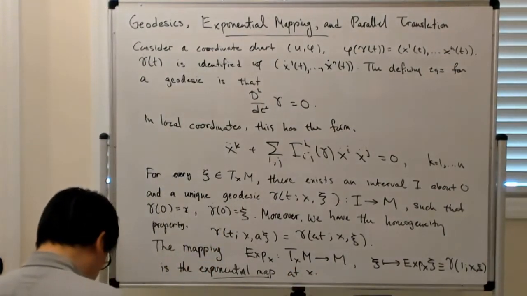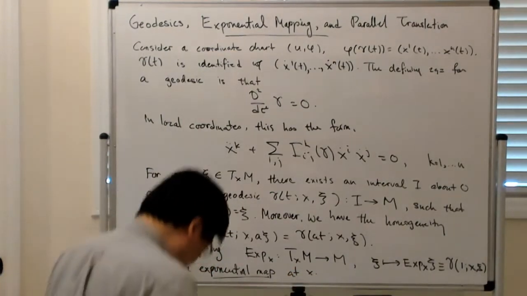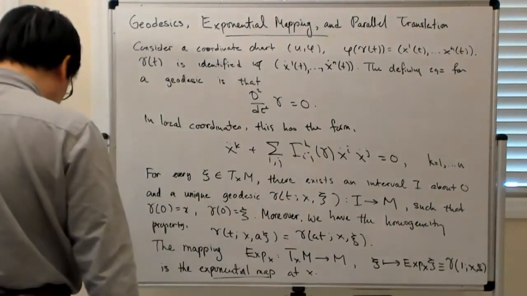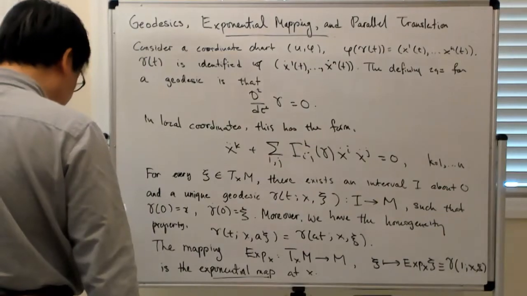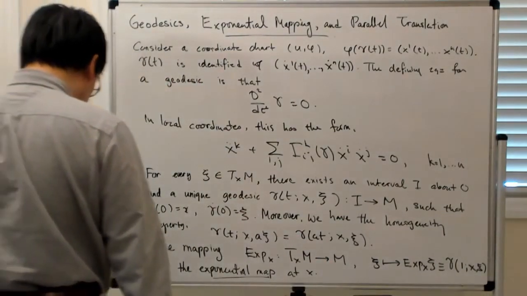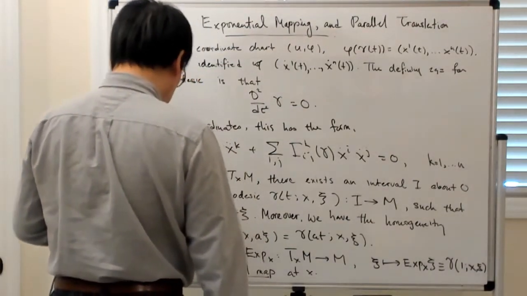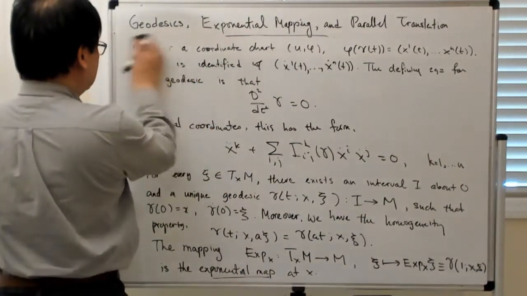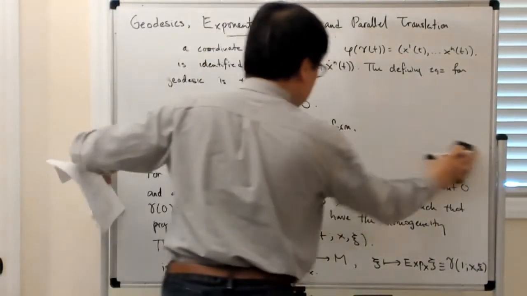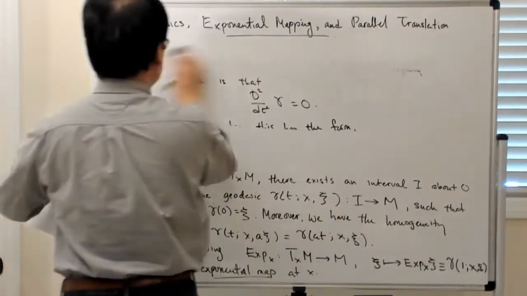Okay. All right. And then if it turns out that the domain of definition of this is the whole of the tangent space for all x, then the manifold is called geodesically complete. Okay, so all right, let me just erase this.